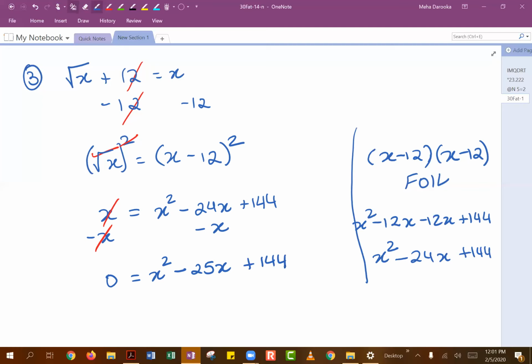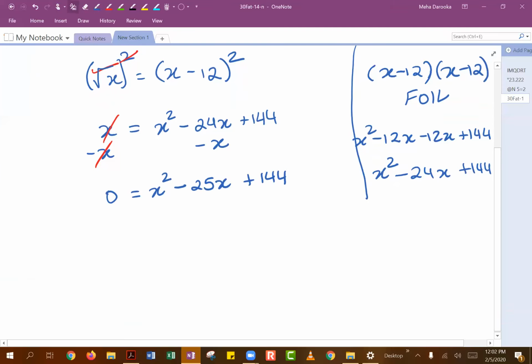So are there any combinations for 144 that will give you 25? Very nice. 16 times 9 gives you 144, and 16 plus 9 gives you 25. Now, if factoring did not work, what else could you have used?